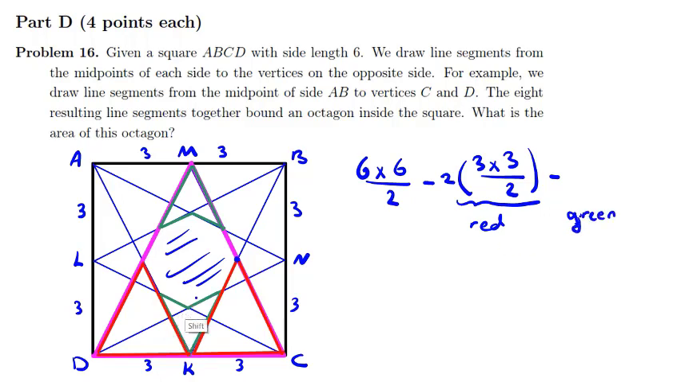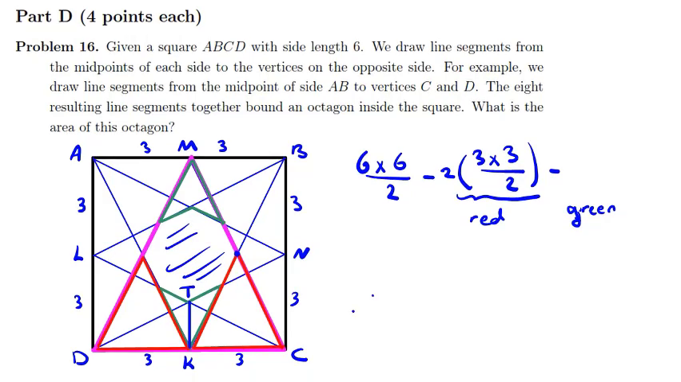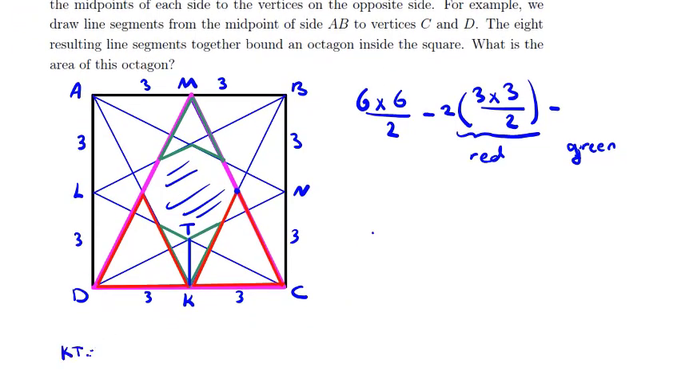Now we want to find the green parts. So for the green parts, we consider this part, and because it is a midpoint, by Thales's theorem it is 3 over 6. Also, this is half of 3, so it is 3 over 2, this length. Let me call this one T. So KT is 3 over 2. Now we want to calculate KF.